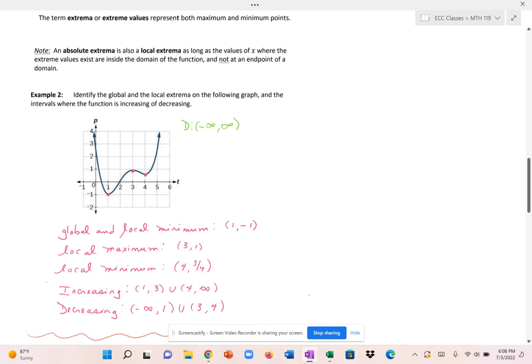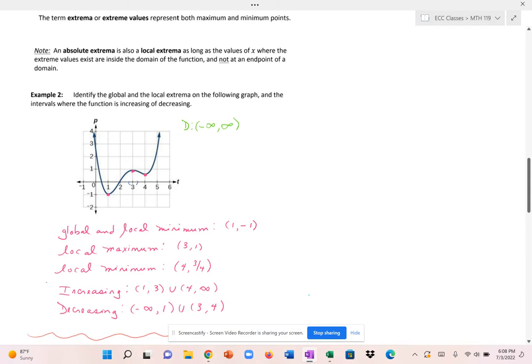It's a minimum. Then this one here at (3, 1) is considered to be a local maximum. That is the highest point on a small interval before and after 3. So if I look at values close to 3, before and after 3, that is the highest point, but it's not the highest point on the entire graph. There's infinitely many points on this side that are bigger than that value. There's infinitely many points on that side that are bigger. So it is not a global extrema, only a local.